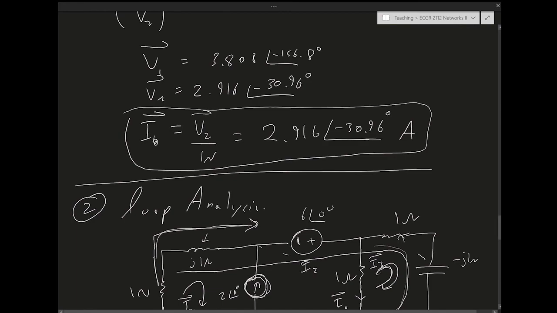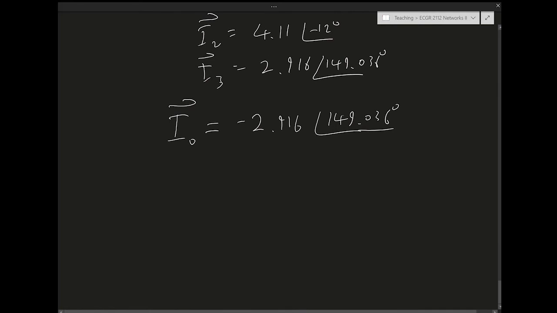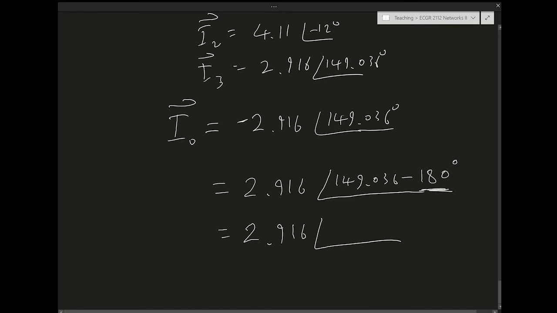Okay, so we said when we deal with phasors, we don't like to have the magnitude of the phasor be negative. How can we fix that? I can fix that by just adding 180 or subtracting 180 to this, right? So what I can do is say it equals 2.916, 149.036 minus 180 degrees. I could have added 180. It's going to be the same thing.